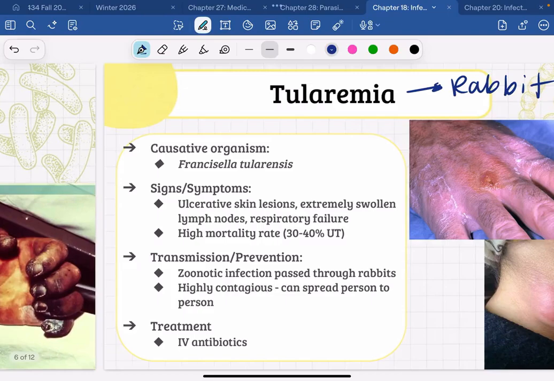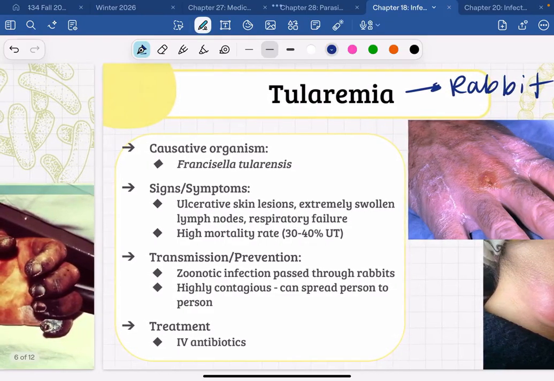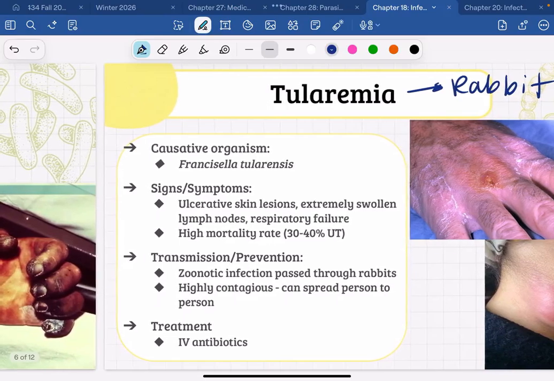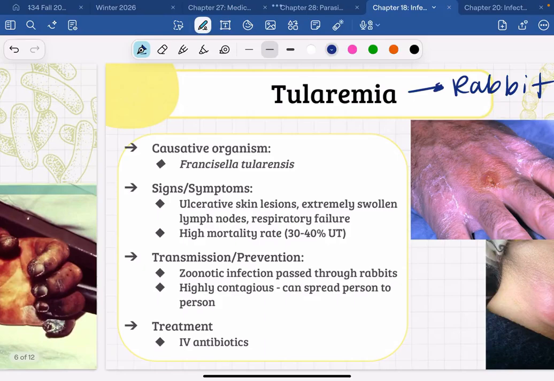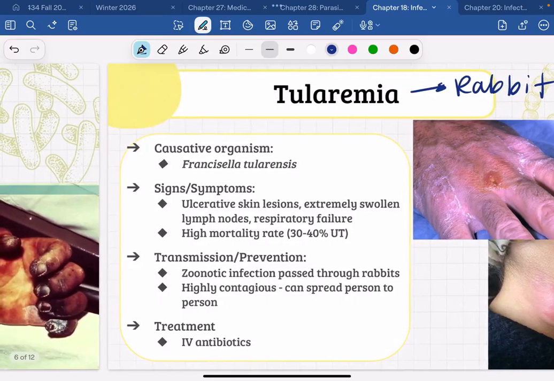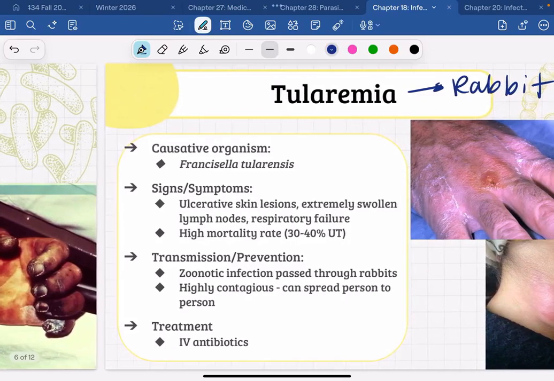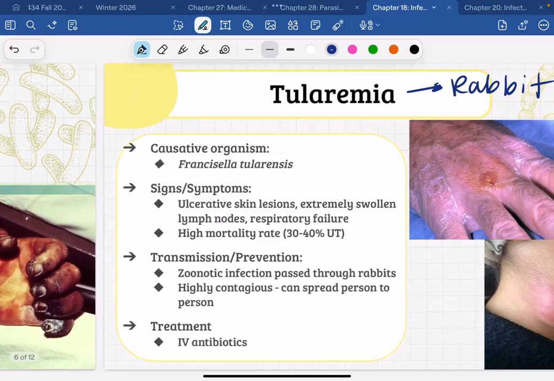But if you hunt rabbits or skin them, eat the rabbit meat, anything like that, or you get bit by a rabbit, you're around one that has been run over by a car. Your book also told a story about people who've gotten tularemia because their dog caught a rabbit and they removed it from their dog's mouth, and that gave them tularemia. So it's incredibly contagious.